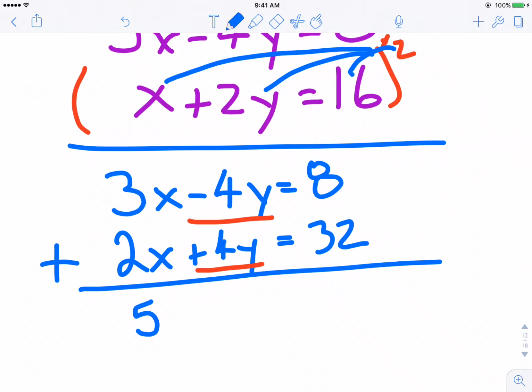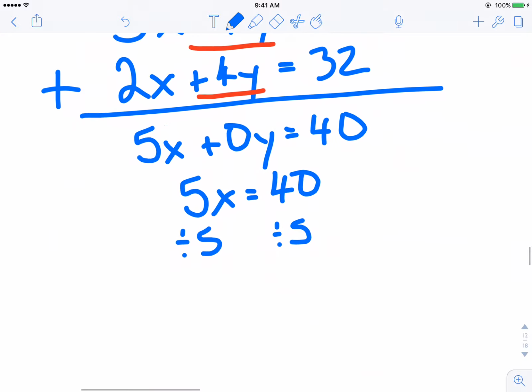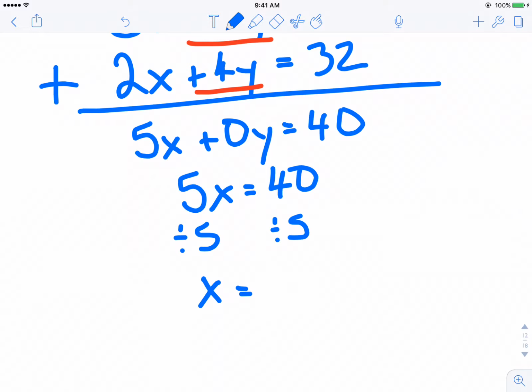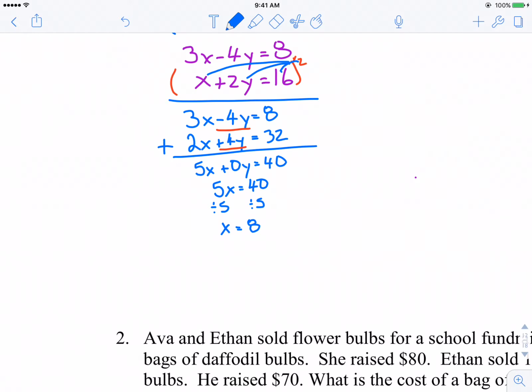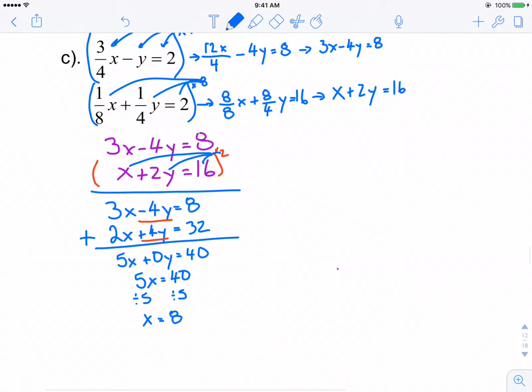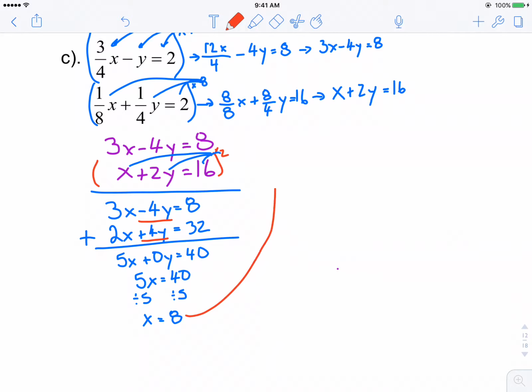I'm going to get 5x plus 0y equals 40, which is 5x equals 40. Divide by 5, divide by 5, gives me x is equal to 8. Now, I don't have enough room to do that down below, but I'm going to go up and do this over here. So now my next step is to take this value of x equals 8, substitute it into an equation, and to see if it holds true.